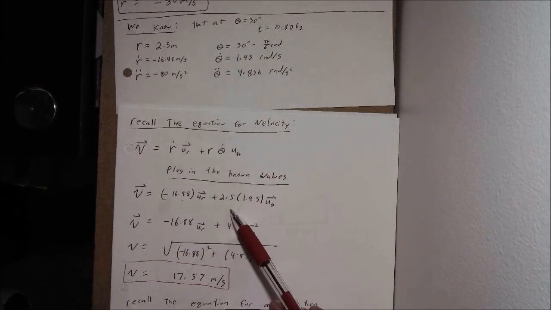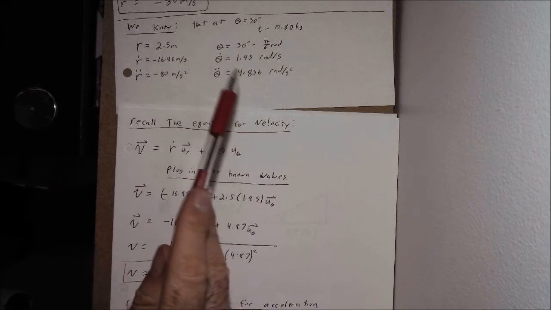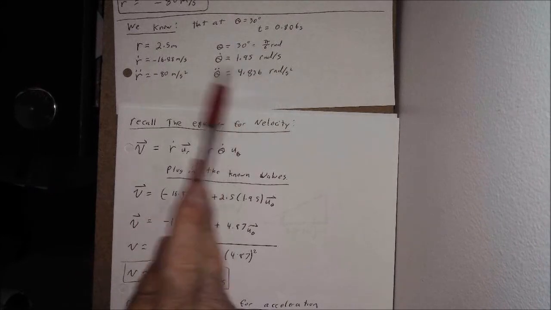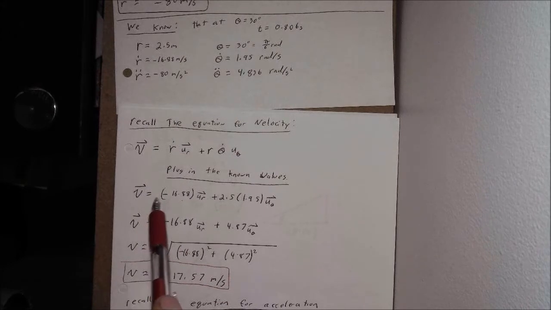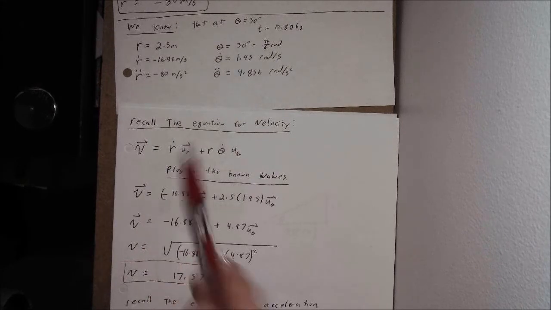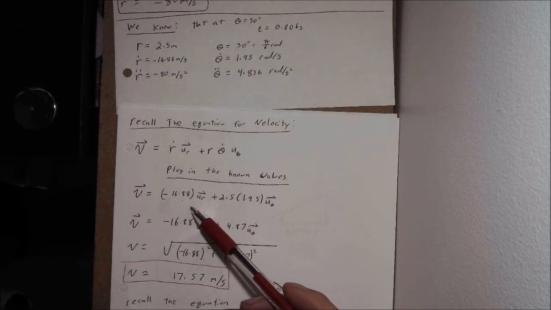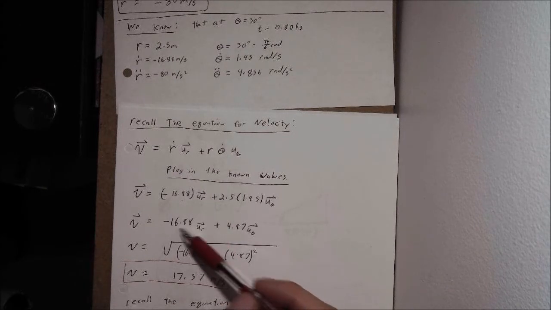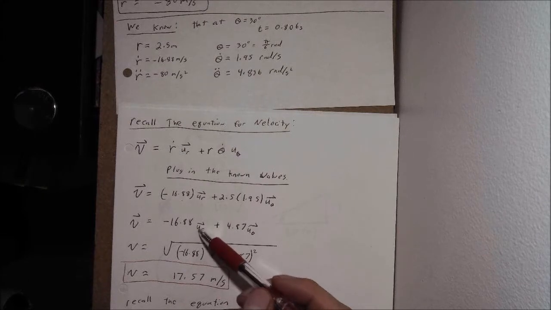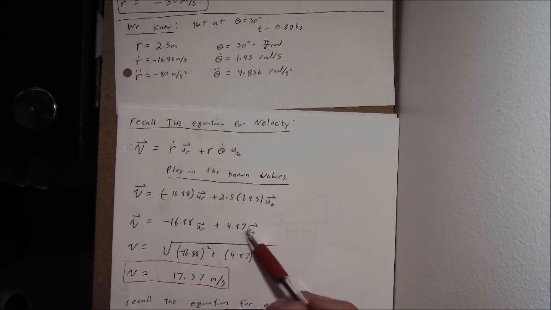So this is why it makes sense to have everything, one, pre-solved in advance so I can plug and chug, and two, in a nice, neat, and organized manner so I know right where to grab it, not sifting through pages and pages of calculations to get to it. Plug those all right into this expression for my velocity, and I have this as a vector value: negative 16.88 in the r direction and 4.87 in the theta direction.